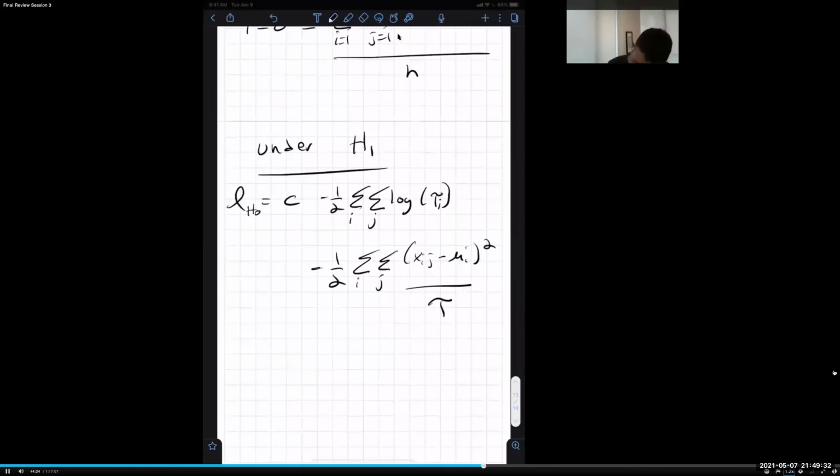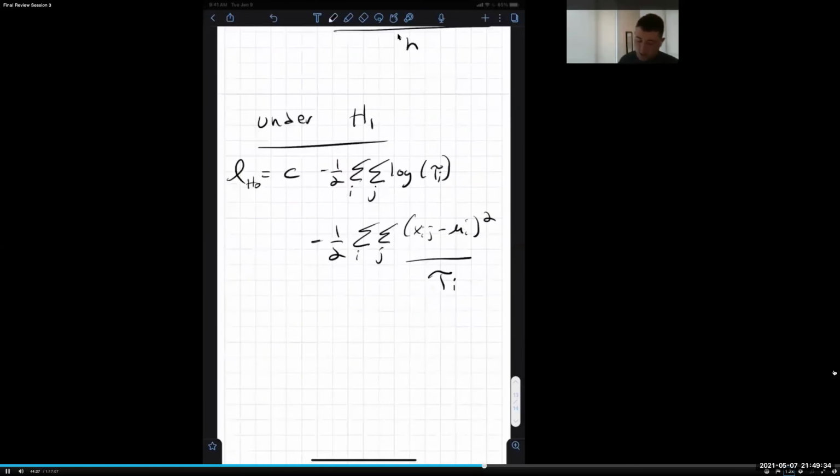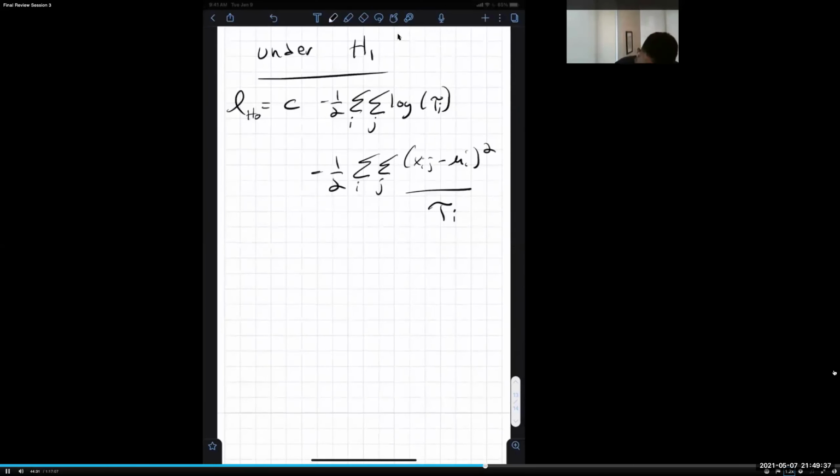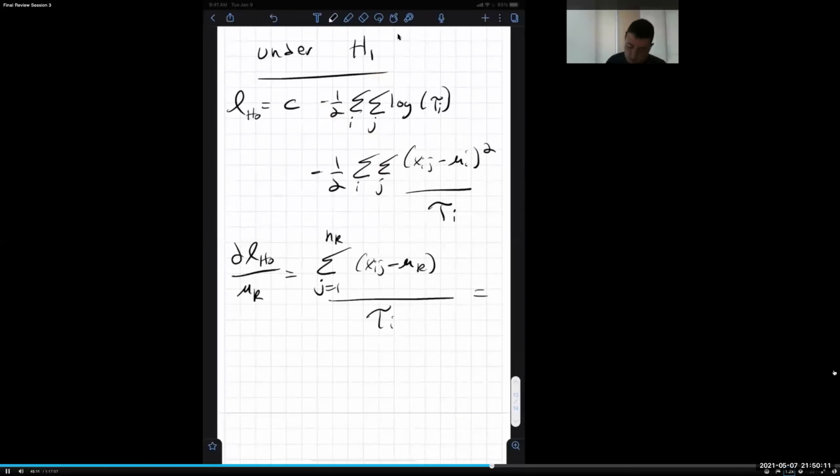So now this tau has an i index, this tau has an i index as well. Now for the mu k's, again, I'm going to take the derivative with respect to mu k. This is again 0, this is 0 with the derivative, and we get rid of this sum again. So we're going to have this tau k sitting here, but you're going to see why it's not going to matter, because we're simply going to get that this is the sum over j equals 1 to nk of xij minus mu k divided by this tau i, and this needs to be equal to 0, times this tau k actually.